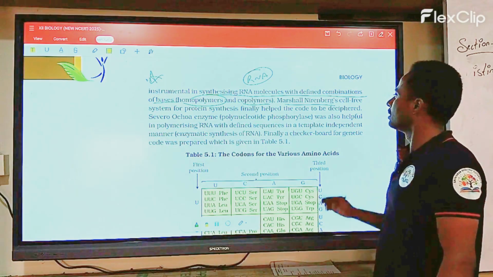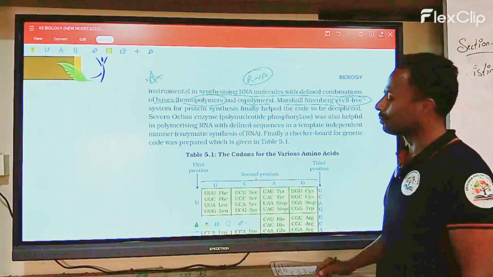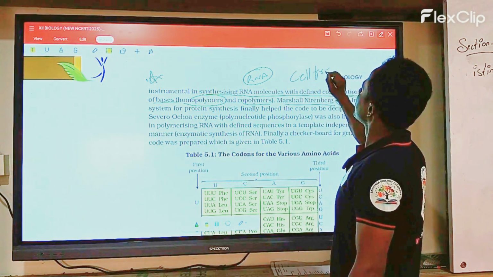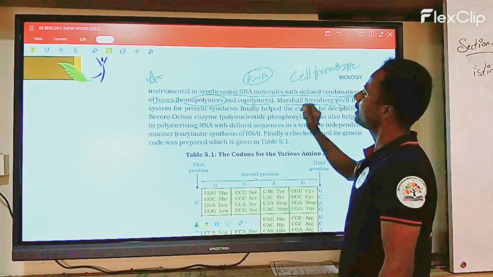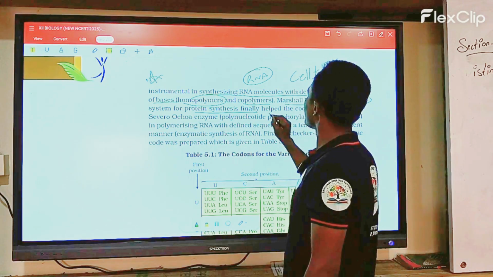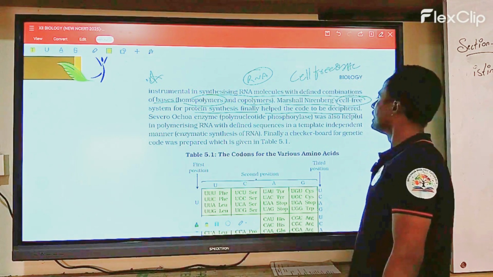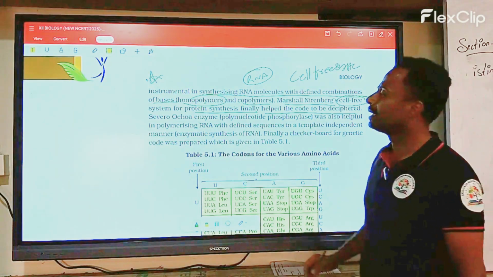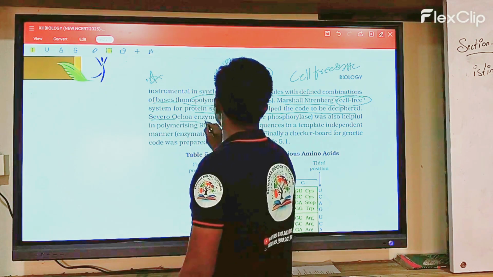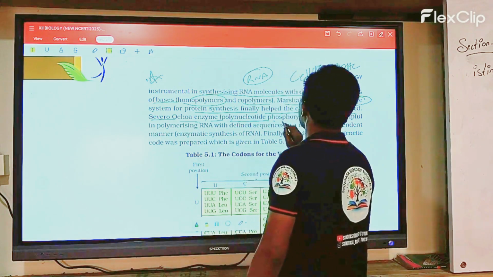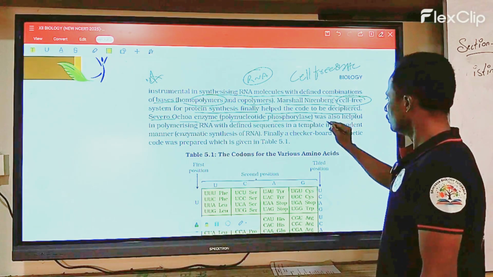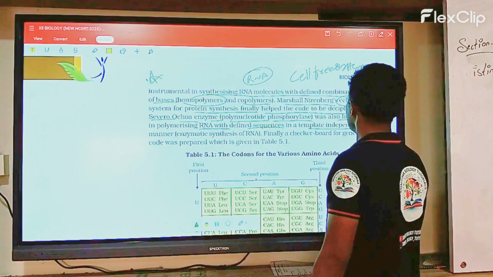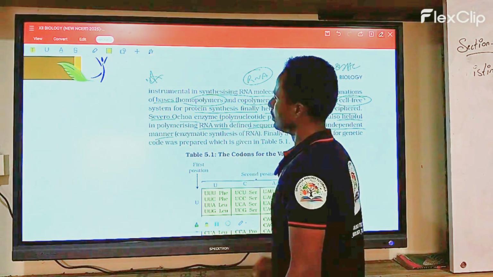Okay, and the next scientist was whom? Marshall Nirenberg. He explained the cell-free system for protein synthesis, which helped to show how each codon binds with a particular amino acid. And the enzyme polynucleotide phosphorylase was helpful in polymerizing RNA with a defined sequence, in a template-independent manner.